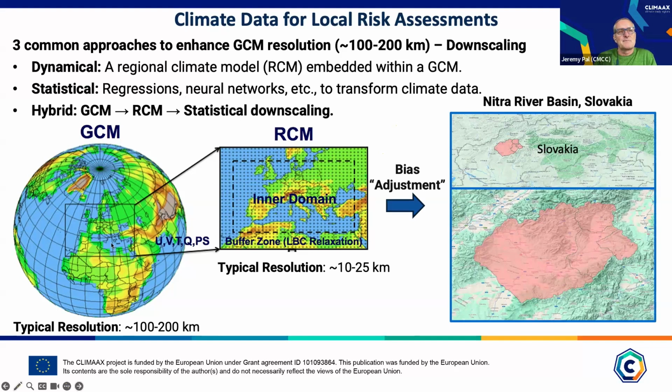So in this picture here, we have a GCM at 100 to 200 kilometers, a regional climate model at somewhere around 10 to 25 kilometers, and then maybe we're doing some bias adjustment to look at climate for the Nitra Basin in Slovakia, which I think Majid was going to show some results for.